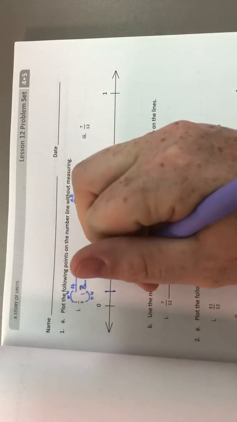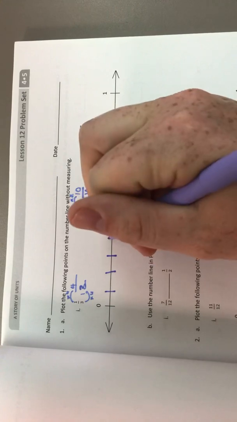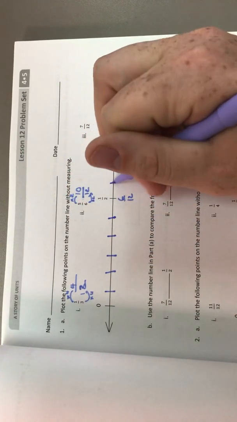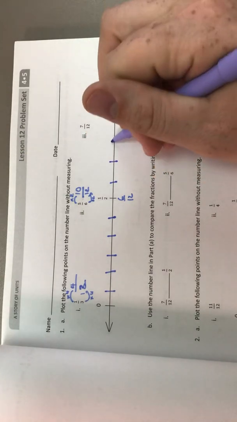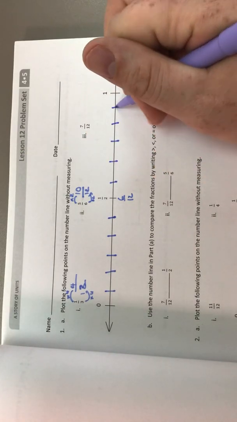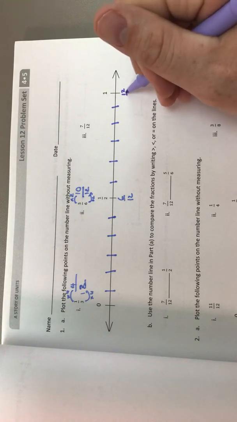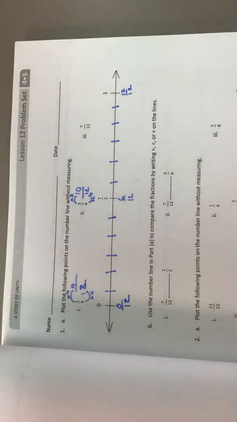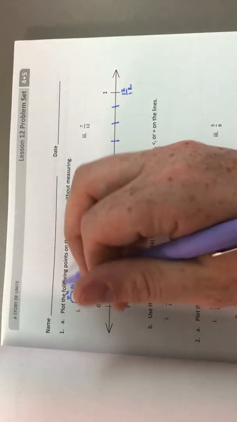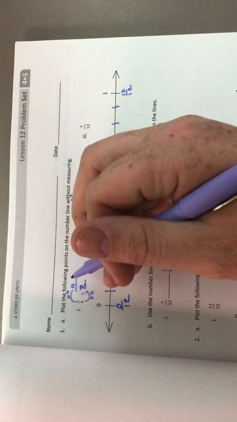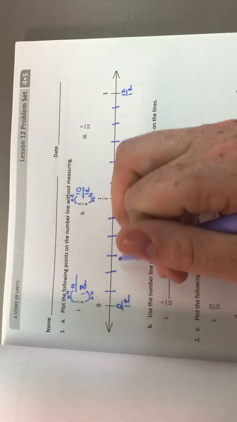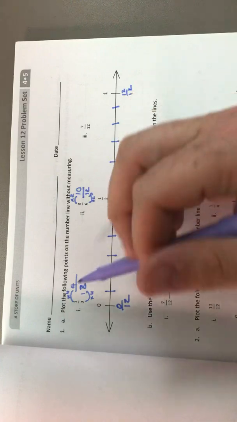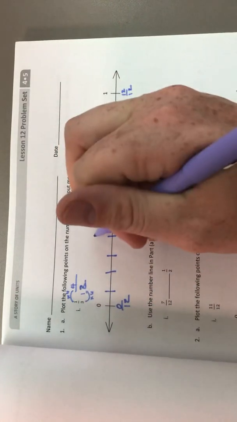So this will be 1/12, 2/12, 3/12, 4/12, 5/12, 6/12, 7/12, 8/12, 9/12, 10/12, 11/12, and this would be 12/12. This being 0/12. So what we're going to do is take each of the equivalent fractions that we found. So this one was 4/12, so 1, 2, 3, 4.